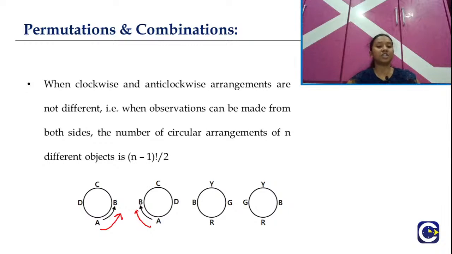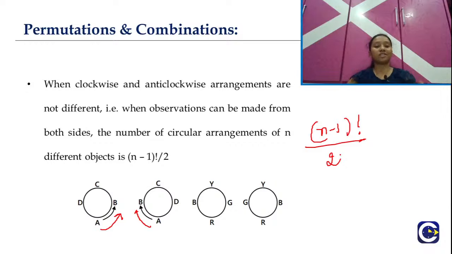There is a possibility, right? So when we have such a case, then we'll be counting twice. So that twice must be eliminated. So that's why for the particular case, when both the clockwise and anti-clockwise arrangements are not different, then the number of circular arrangements of n different objects is given by n minus 1 factorial, divided by 2 here, so that the double count is eliminated.